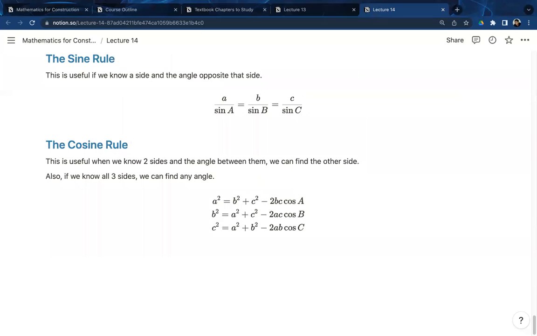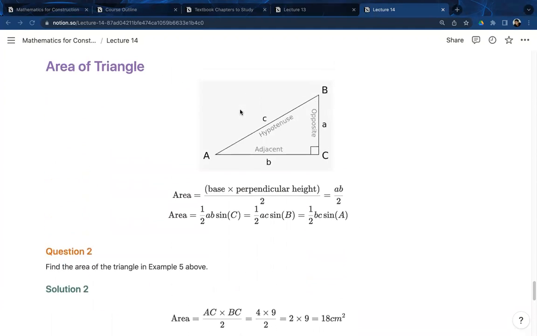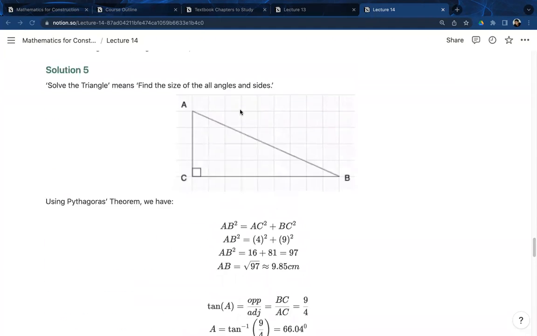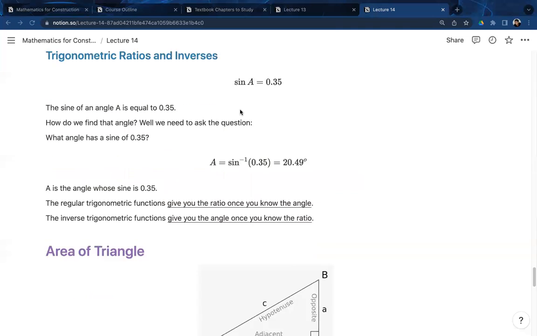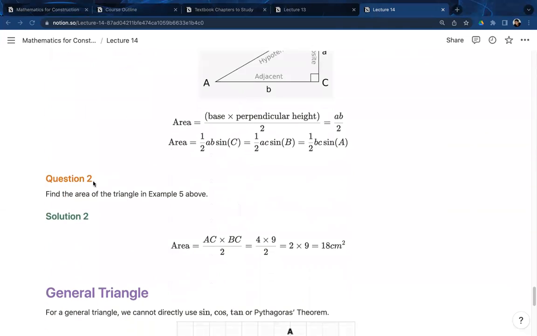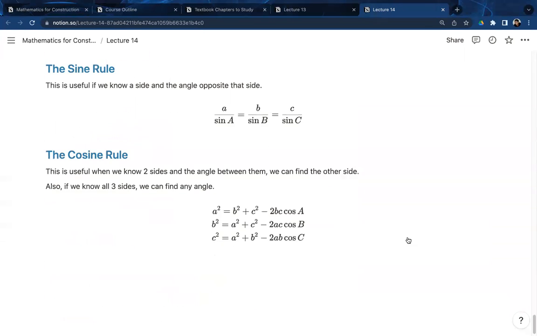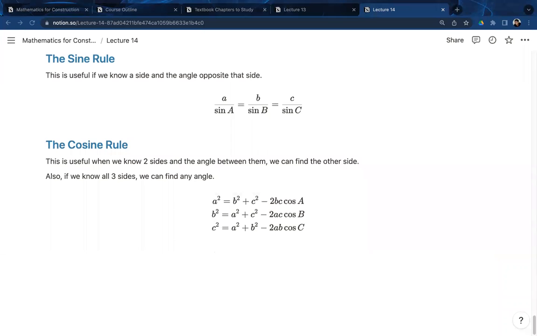So let's look at an example, right? What example are we on here? This is not question 2. We should say example 6. Example 6. We'll do example 7 in solution 7 now.